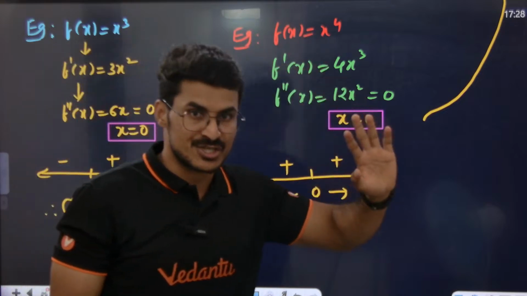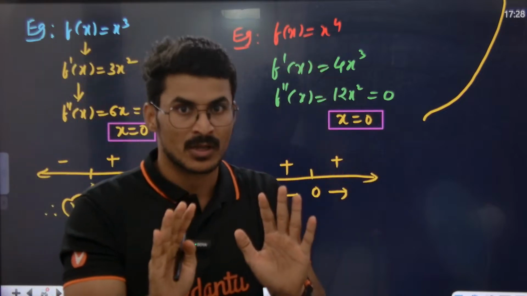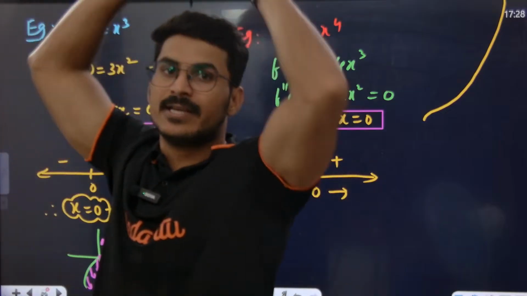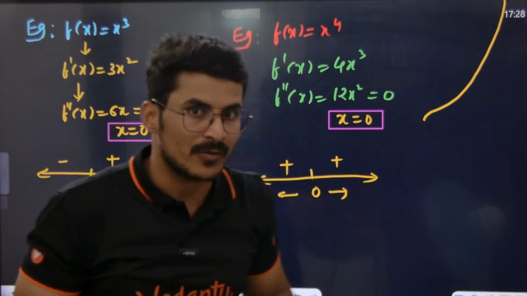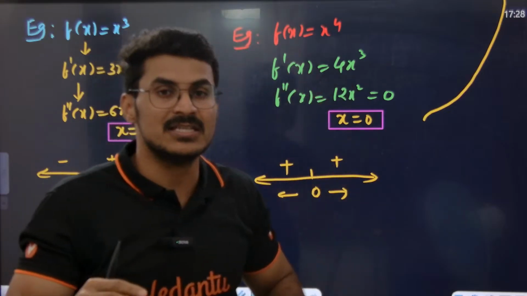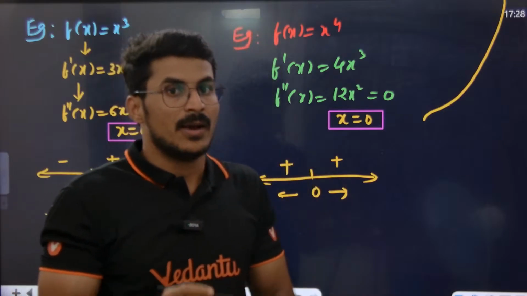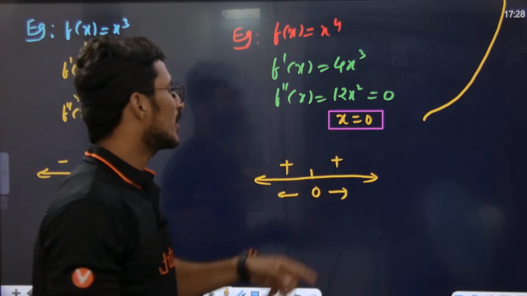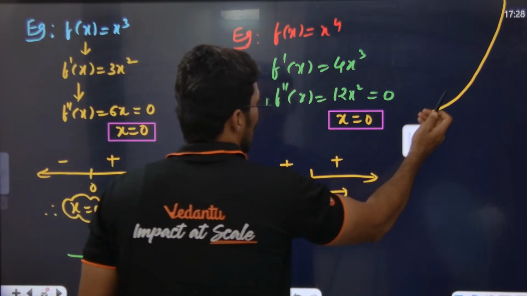There will be no concavity change for this graph. It will always be increasing. There is no change in the graph, I mean no change in concavity, so there is no point of inflection. You cannot say this is a point of inflection. Are you getting the point or not?